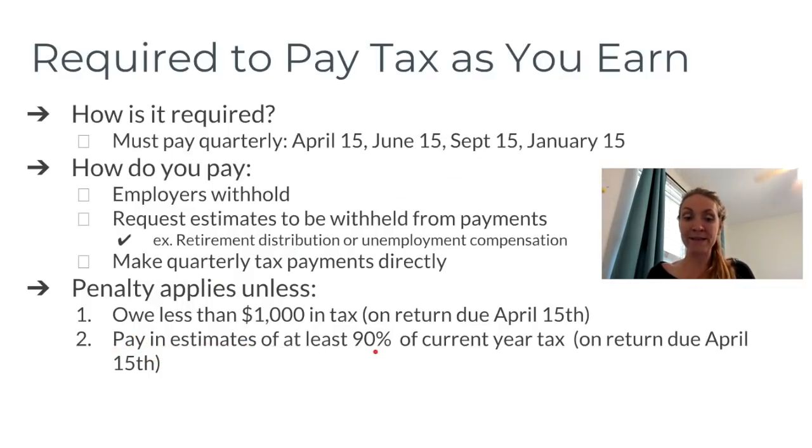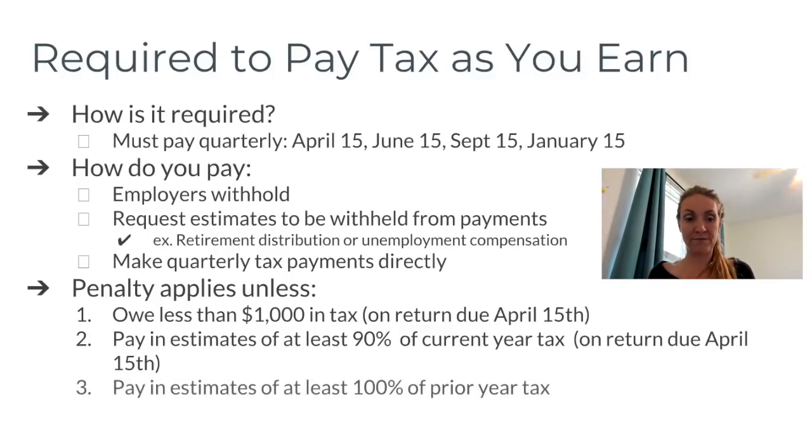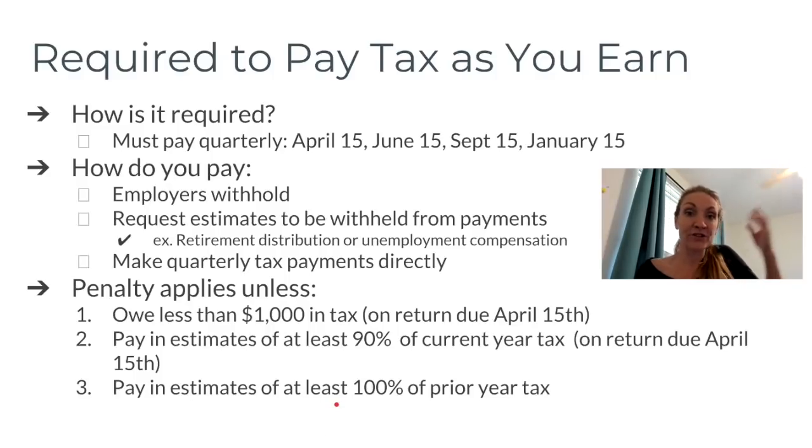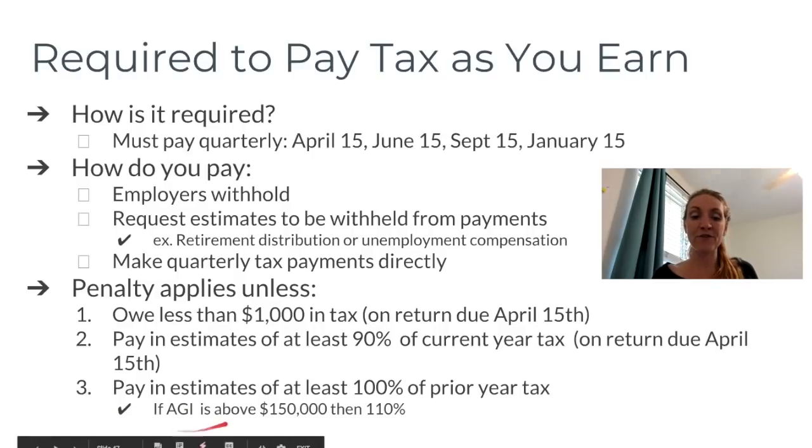If you pay in estimates of at least 90% of the current year tax, no penalty. If you pay in estimates of at least 100% of your prior year tax, even if you owe 8 times that this year, no penalty. And so this really allows you to have a check, meaning as long as you pay in what you had on your tax liability last year, even if you make substantially more this year, you won't have any penalty. Now, if your AGI is above 150,000, then this 100% changes to 150.